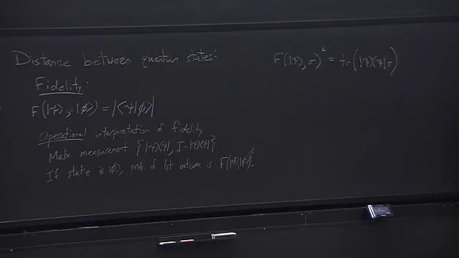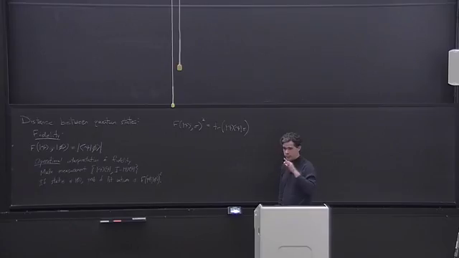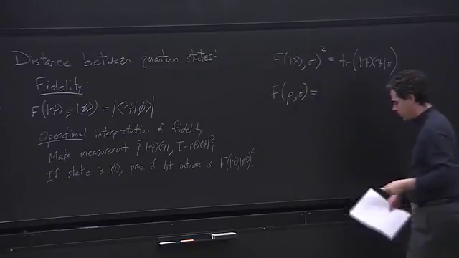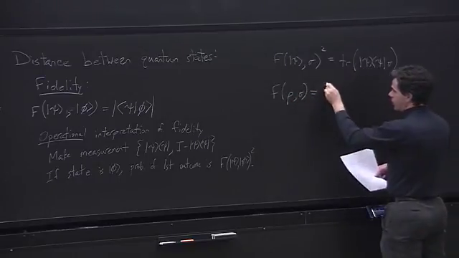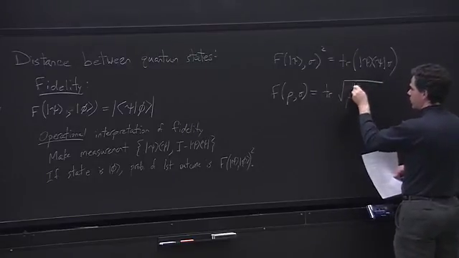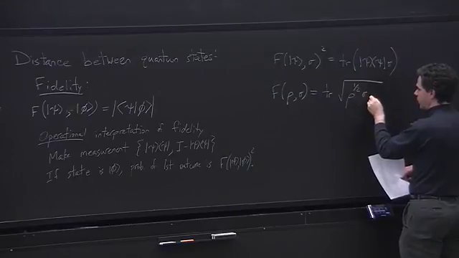But I can pretty much guarantee that unless you've seen it before, you'll never guess what the definition is for two mixed states, because it's more complicated. And so here's the standard definition, which is the trace of the square root of rho to the half sigma rho to the half.